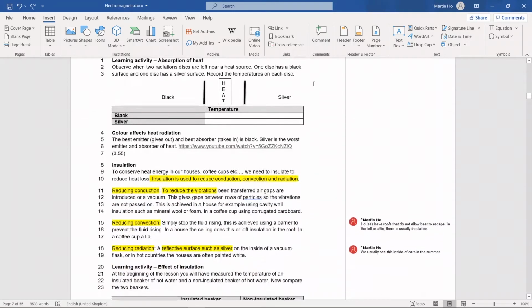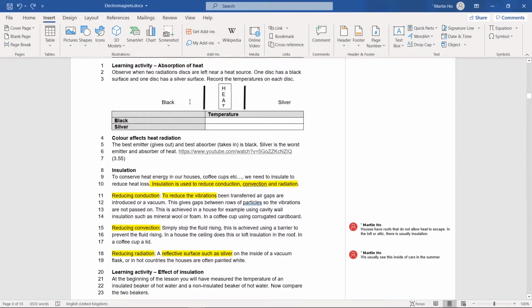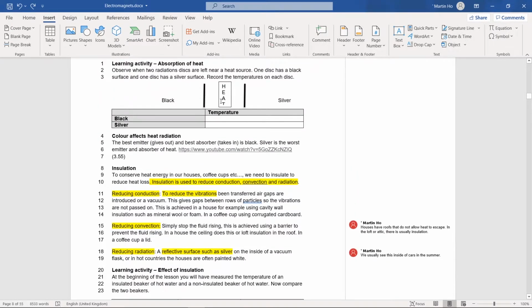So next, I would like you to please watch this video about the absorption of heat. It'll be linked in the description section below and describes how color affects heat radiation.